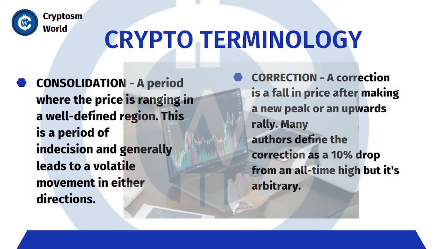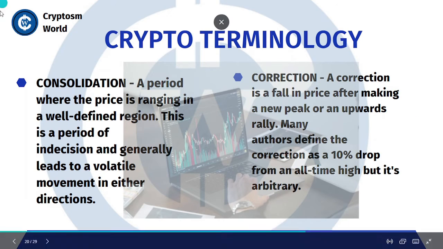There are all kinds of consolidation in crypto trading, and correction. Correction is when a price goes down and corrects itself, and we'll be talking about all this. A correction is a fall in price after making a new peak and an upward rally. Consolidation is a period where the price is ranging in a well-defined region. This is a period of indecision and generally leads to a volatile movement in either direction. A consolidation is like a sideways movement.